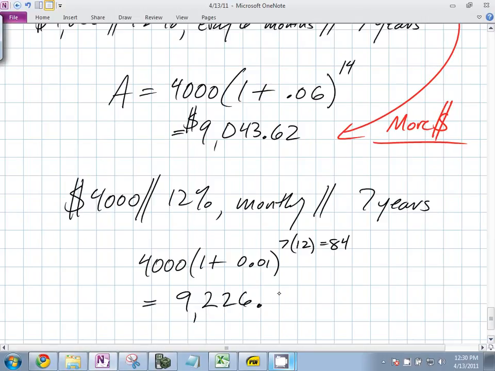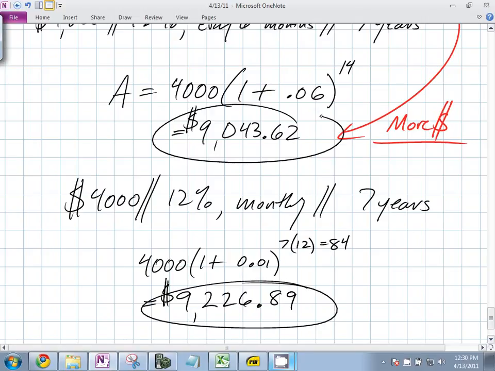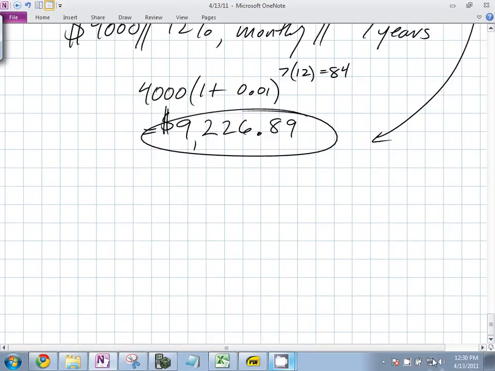Anybody concur? Okay, so do we just earn more money? Yeah, pretty good amount more. We went from monthly to monthly. Okay, so what could be beyond monthly? Let's go daily. Let's just jump to daily.